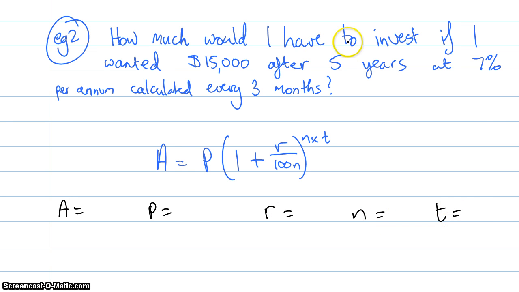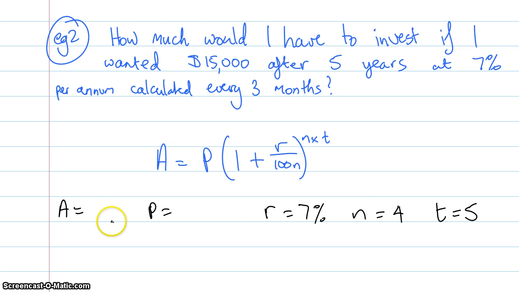Well, T, 5 years, I saw that almost straight away. And I saw rate at 7%, so I'll put that in, 7%. And it says calculated every 3 months, so that's kind of my N. It's not 3 though, because it's how many times would that happen in a year if it's every 3 months? That would actually happen 4 times per year. So N ends up being 4.